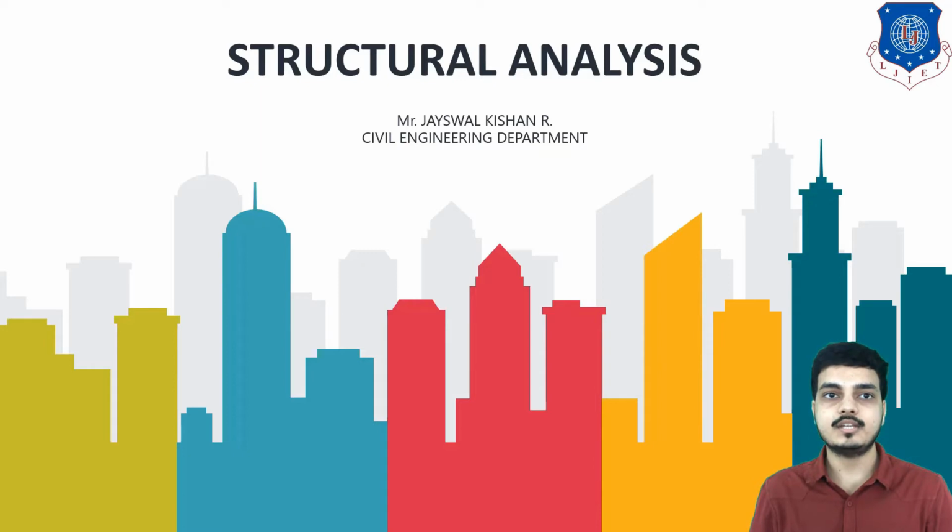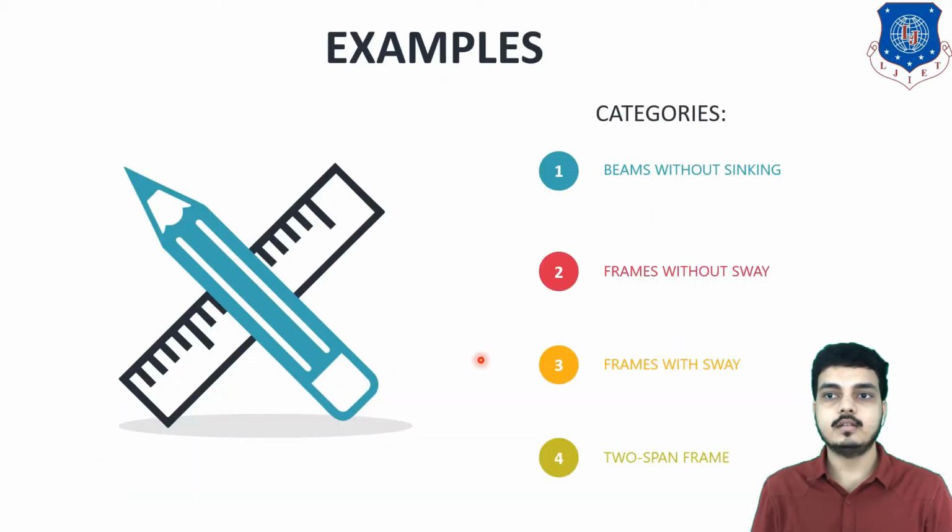Now, here we are in session number 4 of moment distribution method. Let's start our session. So today we are taking one sum on a frame without sway again.